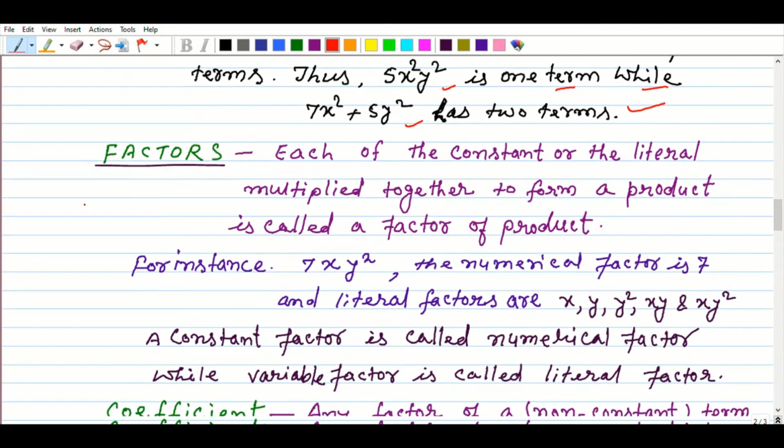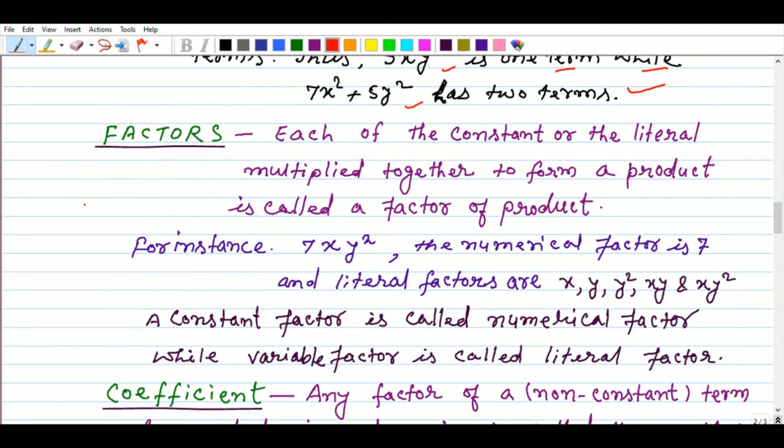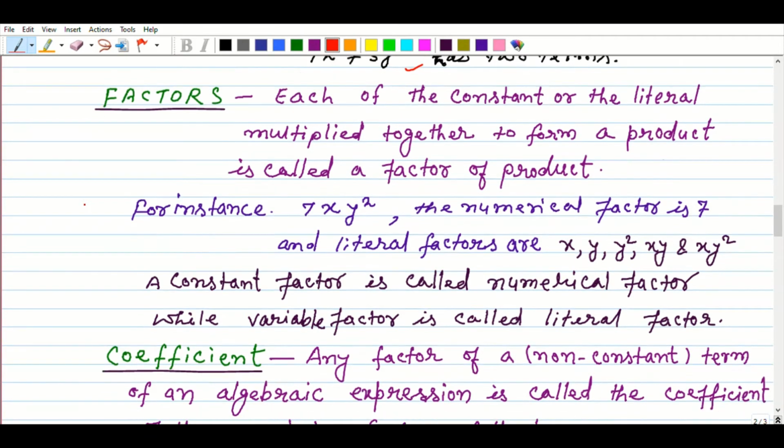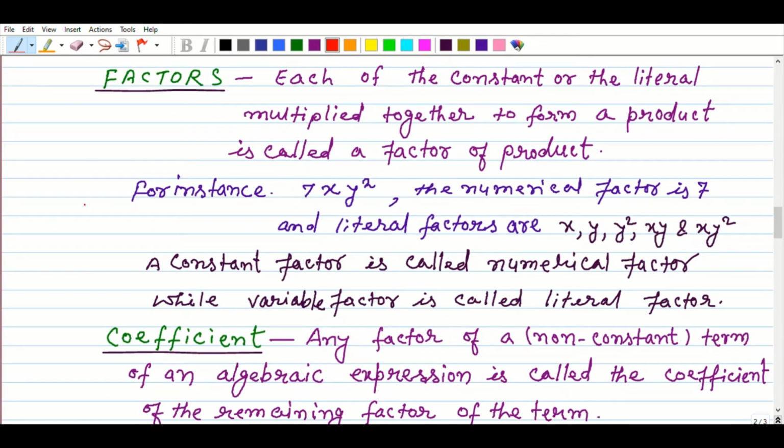Now coefficient is what? Any factor of a non-constant term of an algebraic expression is called the coefficient of the remaining factor of the term, right? Non-constant term, it may be, no, it must be. Non-constant means variables, literals, right?